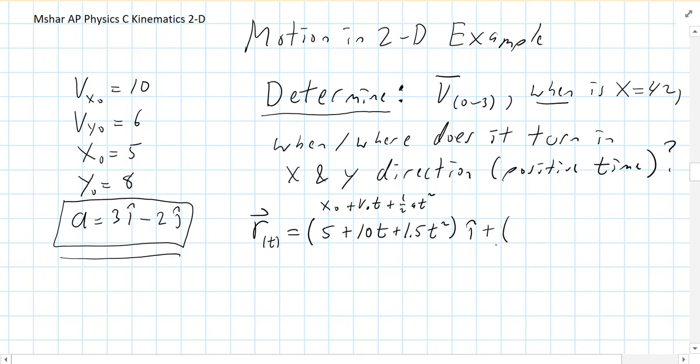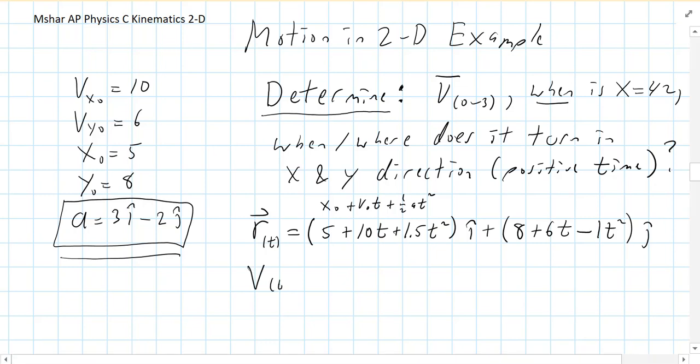We're going to do the exact same thing in the y direction for our j hat position. Y naught is 8. Vy naught is 6, so I have 6t plus 1/2 a t squared. A is -2, so instead of a plus here, I'm going to put a minus. 1/2 of 2 is 1, so 1t squared, and that's j hat. So that is the position of the object as a function of time, and if I put any time in there I want, I can map out exactly where the object is.